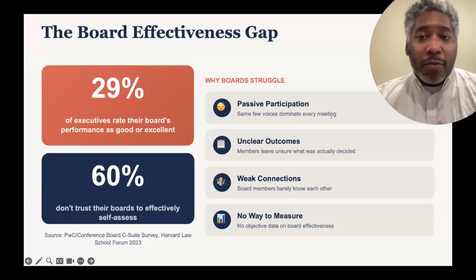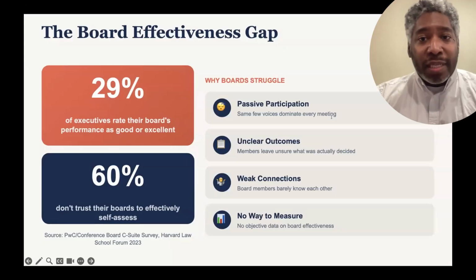A survey published by Harvard Law School found that only 29% of executives rate their board's performance as good or excellent. This is less than a third. Even more striking, 60% don't trust their boards to effectively self-assess their own performance. Why? The symptoms are familiar.